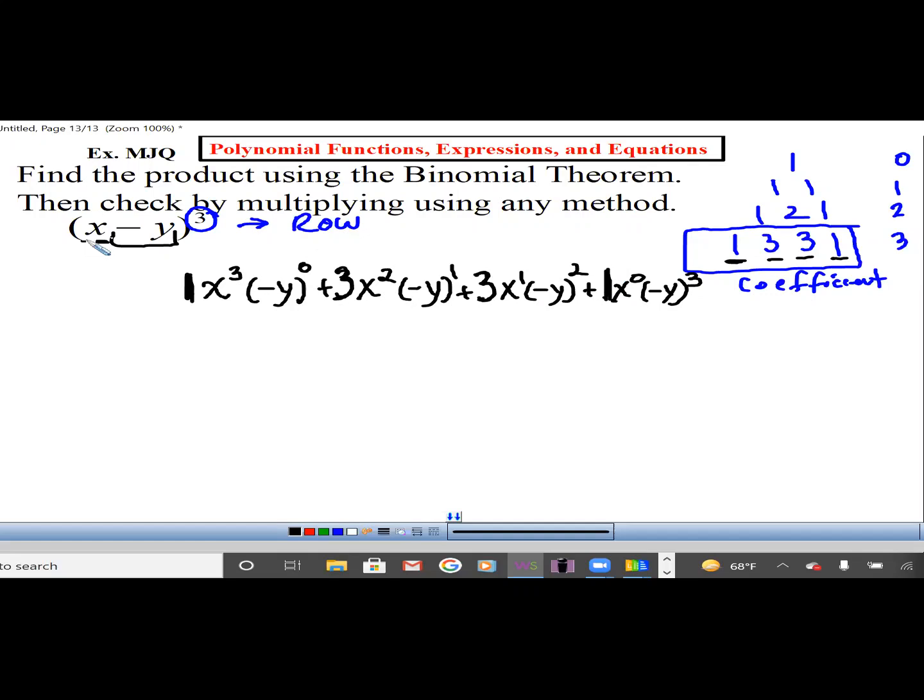We start off by writing our first term to the 3rd power, that's x to the 3rd, and the second term times the 0 exponent. From there, we write our next coefficient, and then from there, the first term keeps going down from 2nd to 1st to 0. The second term increases from 0 to 1 to 2 to 3.